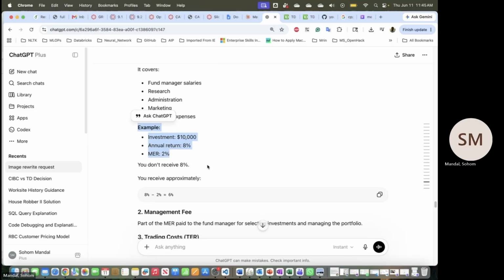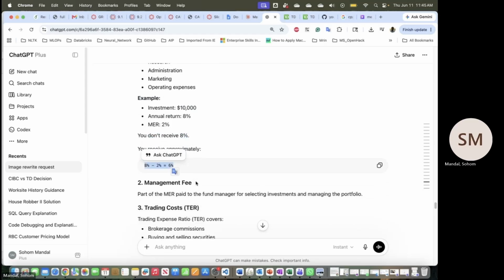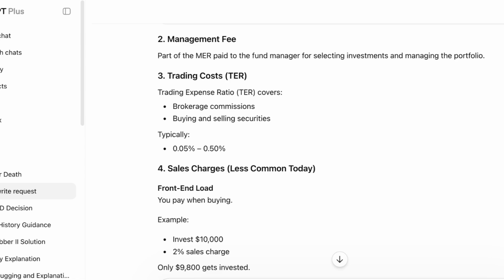So if you invest $10,000 and the annual return is 8%, suppose that fund is doing 8% and the fees are 2%. You don't actually receive 8%. You actually receive 6%. Why? The 2% goes to the management fees: the fund manager salary, research, administration, marketing, and any other fees they are dealing with, because you are not doing it yourself. Management fees can differ for those managing your portfolio and investments.